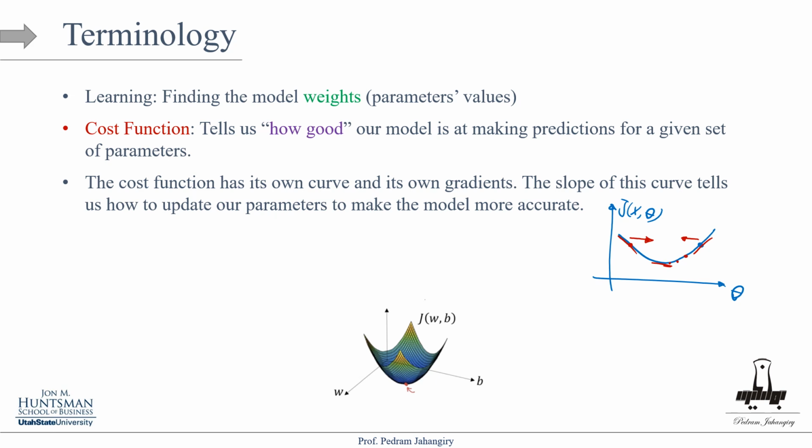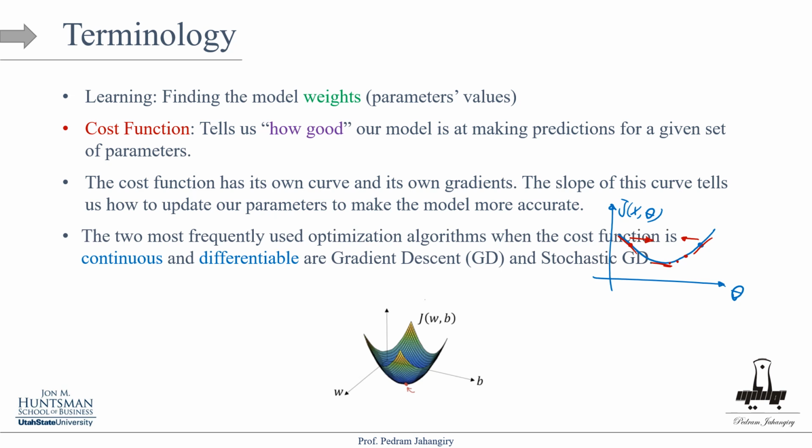We're going to formalize it more mathematically. In general, there are two most frequently used optimization algorithms, namely gradient descent and stochastic gradient descent. Let's see what gradient descent is, and later on why we have to extend it and go beyond gradient descent and use something called stochastic gradient descent.